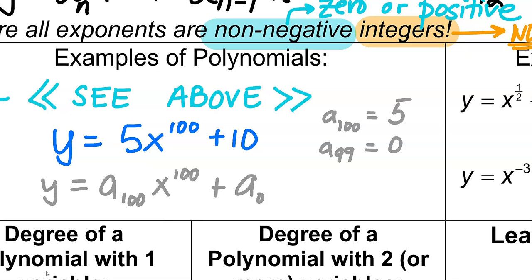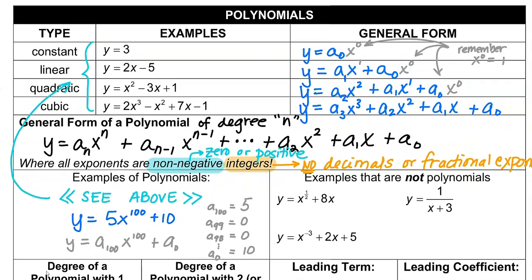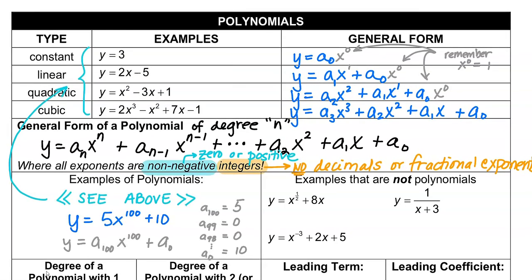I'm going to get rid of that. What's a sub 98? 0 again. Good. I'm starting to see people catch on. So I can keep going, right? What is a sub 0 going to be? 10. Good job. Now we're on it. Okay. Are we okay with all the examples of polynomials between the ones that we have up above and the one that I just did that had missing terms? Okay. Are we good? Okay.